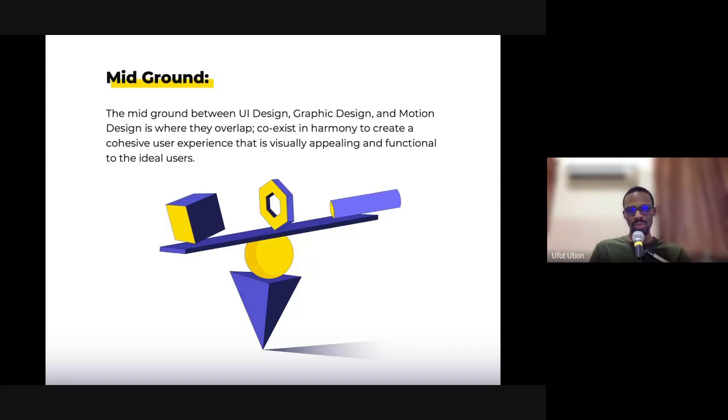What are those two factors that would make this mid ground possible? What are those two factors that would make UI design, graphic design, and motion design coexist in harmony, right? What are those two factors that would make these three elements coexist in a very unique, cohesive way, whereby user experience is even more visually appealing and functional than it has ever been? Two factors, just two factors. In fact, these two factors are like the catalysts that would be responsible for this mid-ground to be achieved.